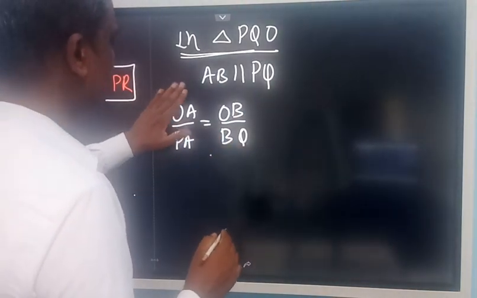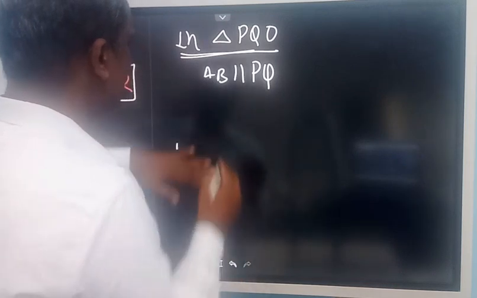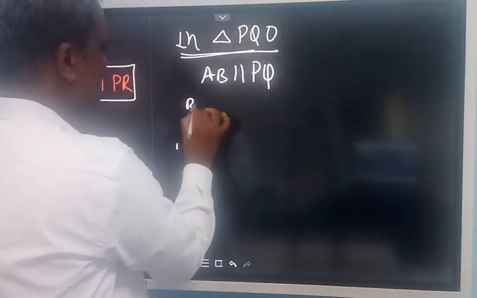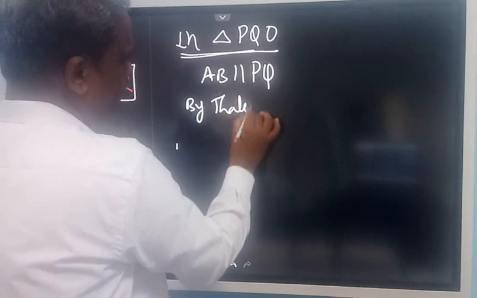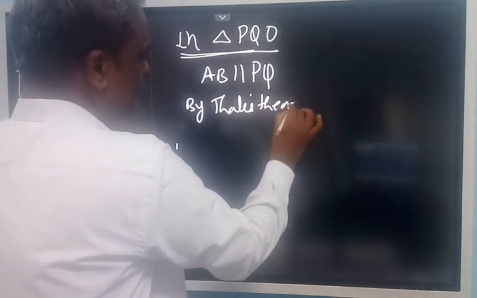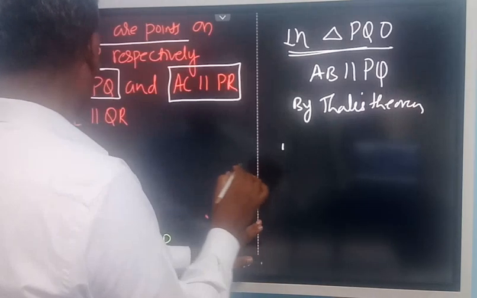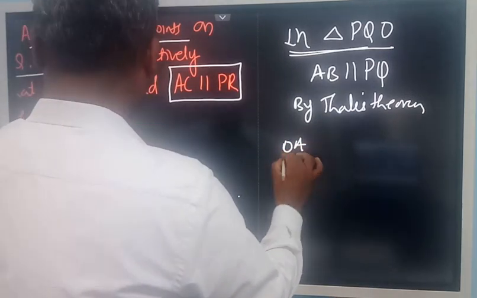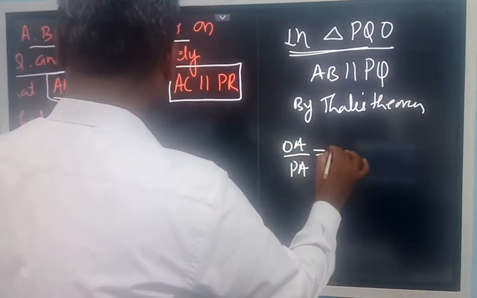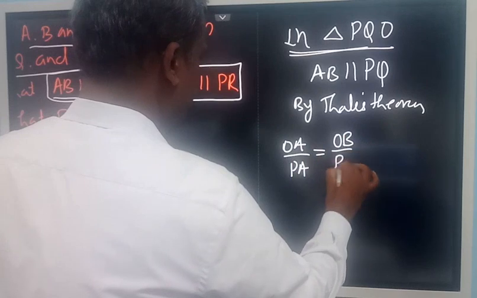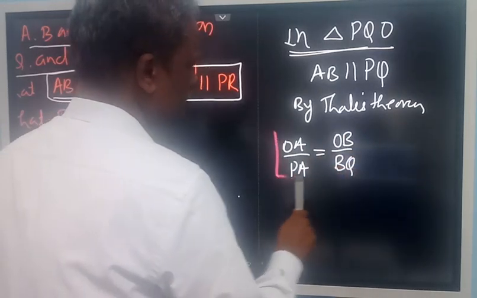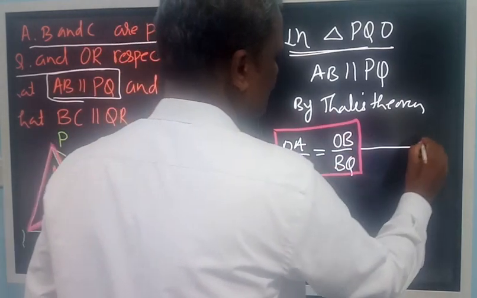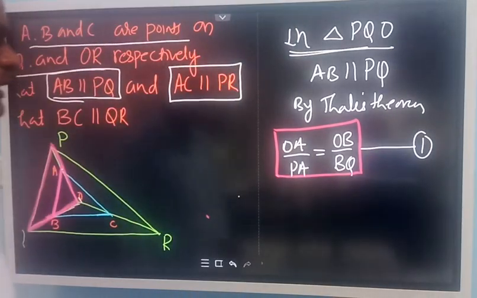Otherwise you can write one more step by Thales theorem. Now you can write OA by PA is equal to OB by PQ. You can call this equation number 1. Let us mention it as 1.